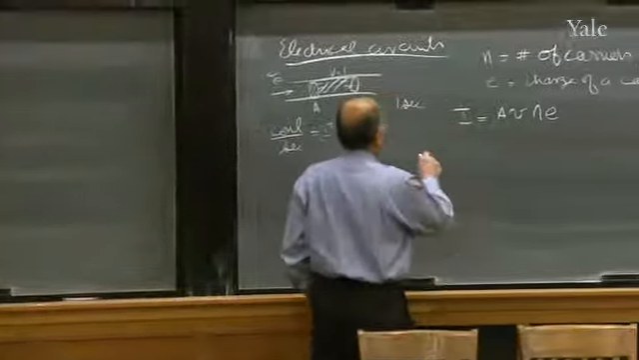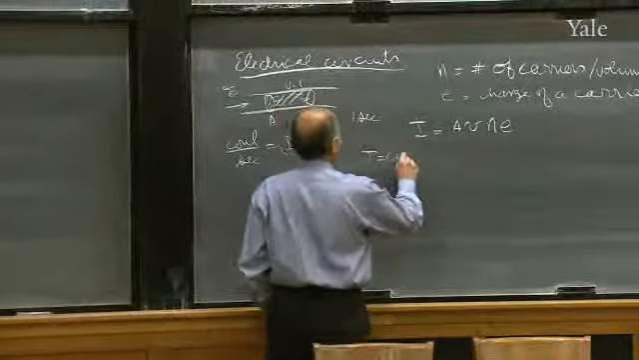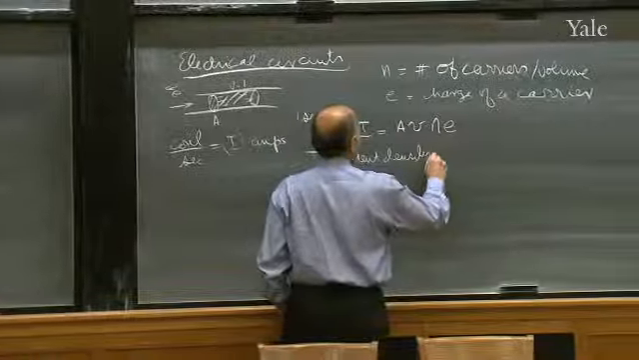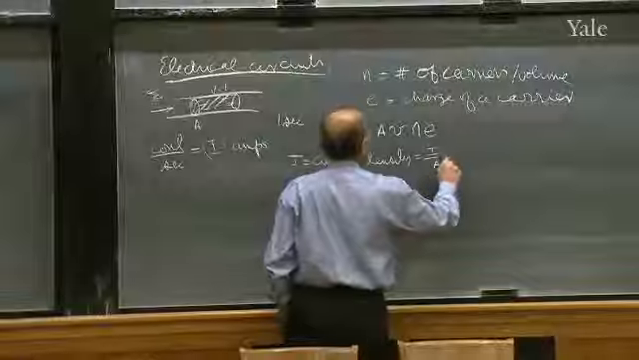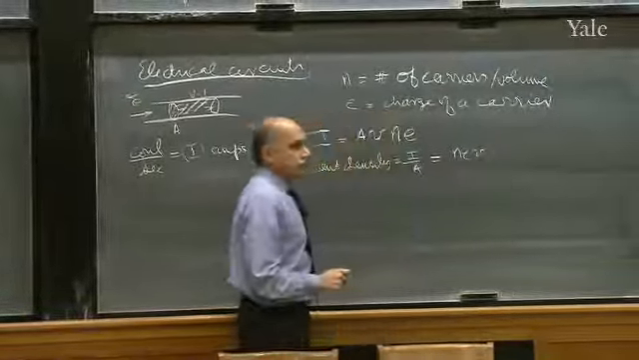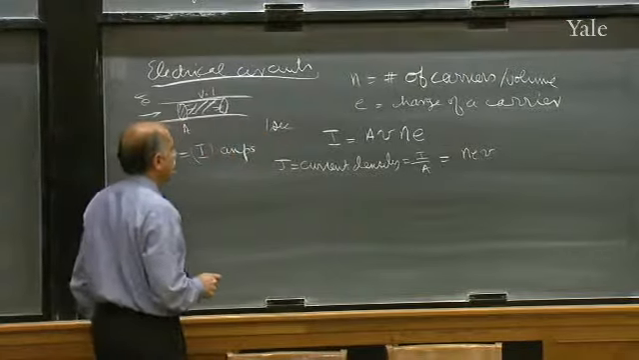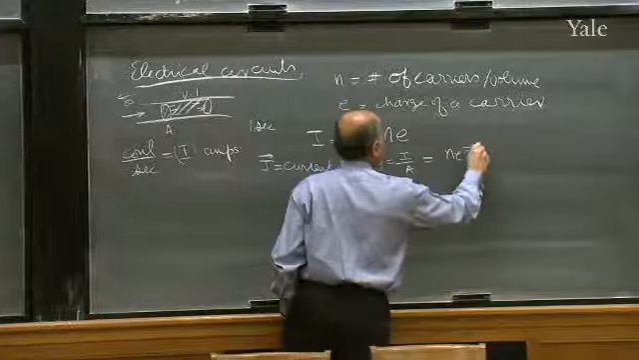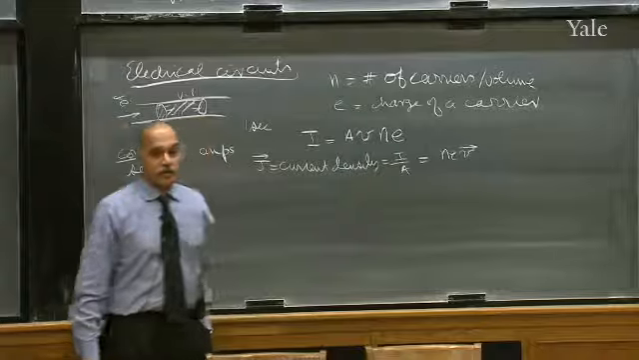So we like to define a quantity called the current density, which is the current per unit area. That will be equal to NEV. And actually, current density is a vector. So if you want, because the velocity is a vector, you can make it a vector like that.